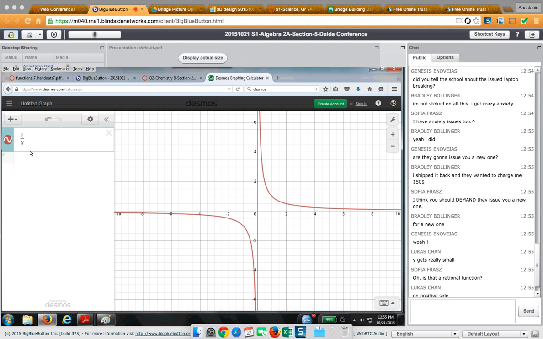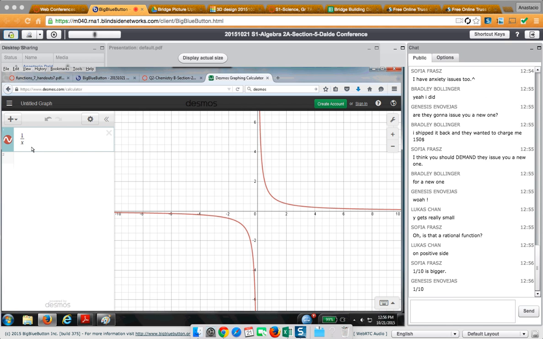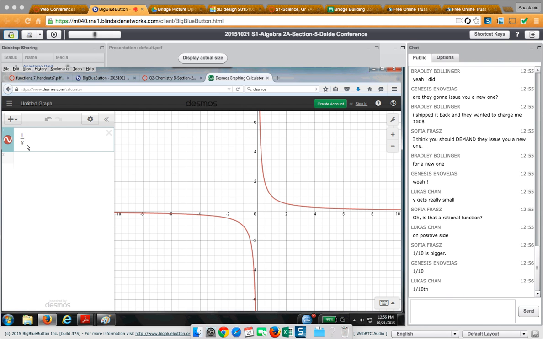Would you rather have 1/10 of a pie, or would you rather have 1 over 173 of a pie? I'd rather have 1/10 of a pie. Right. So the bigger x gets, the smaller the number gets overall. In fact, the bigger x gets, the closer this number gets to 0, right? And you can see that in the graph. You see that right there.